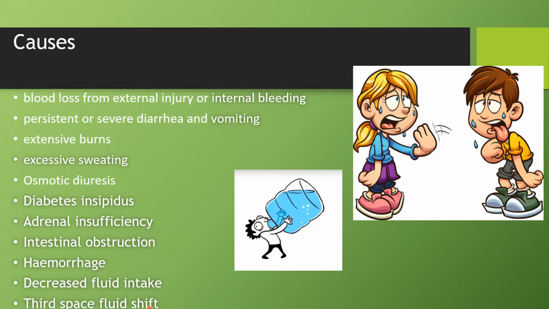Then third space fluid shift. What is meant by third space fluid shift? You have spoken of the intracellular space and extracellular space, so what is the third space? Usually fluid shifts from intracellular to extracellular and circulates all over the body. But third space fluid shift means the body fluid shifts into a non-circulatory space. It is not circulating in the circulatory system. That fluid shift we call third space fluid shift.